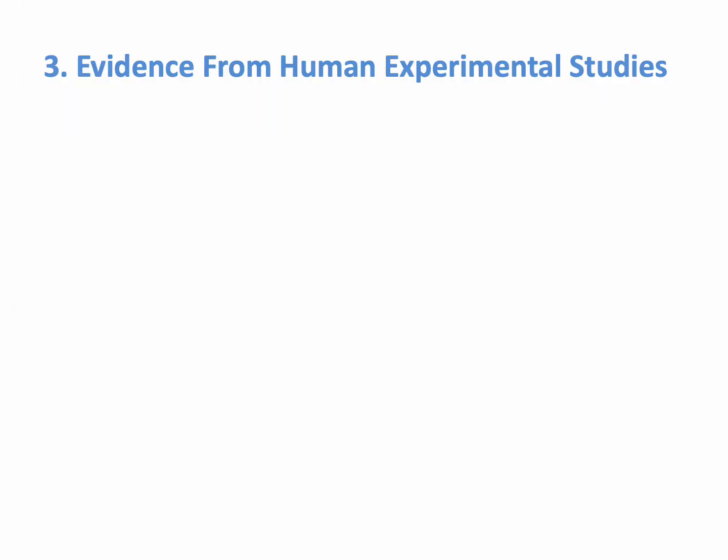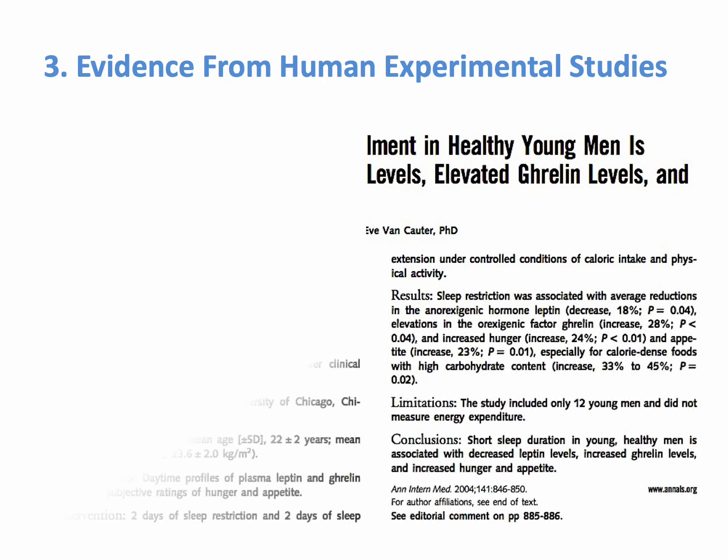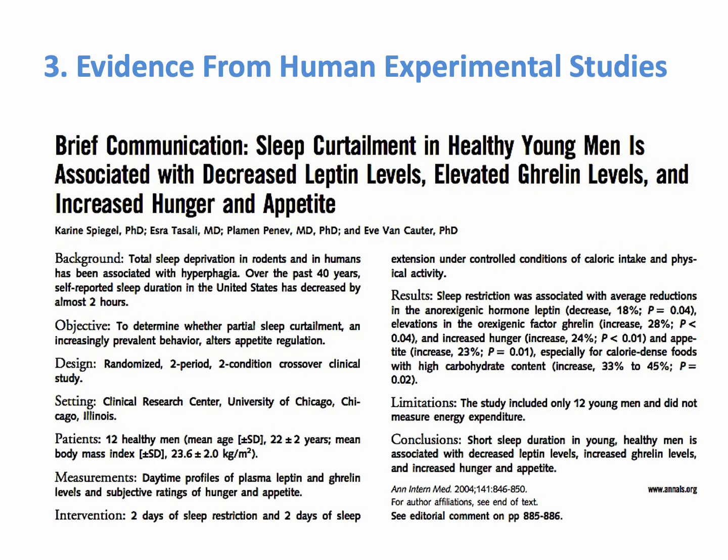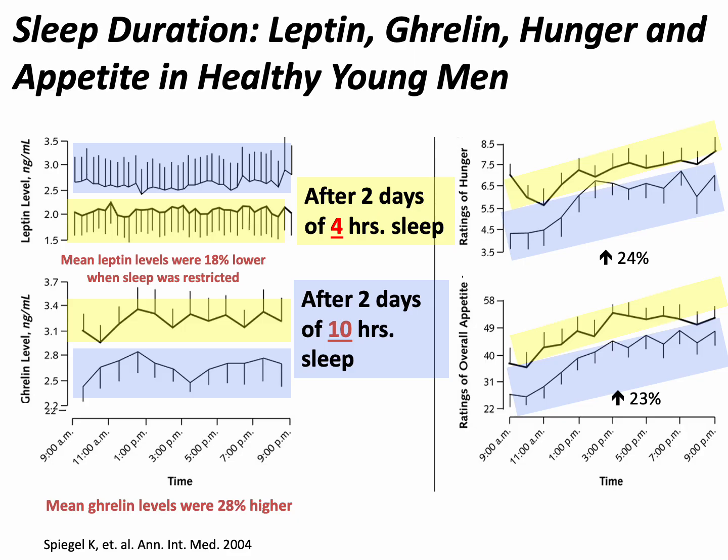Now, we go to the last group of evidence. This is from human experimental studies. The study looking at sleep curtailment and hormones that affect the appetite, which are leptin and ghrelin. Normal, healthy individuals cut their hours of sleep for a few days, and their leptin and ghrelin were measured, and they rated their hunger and appetite.